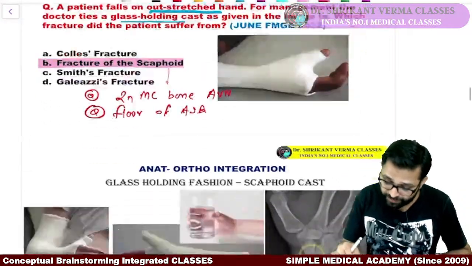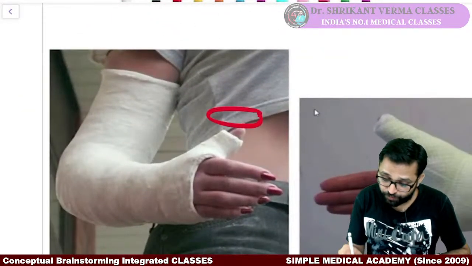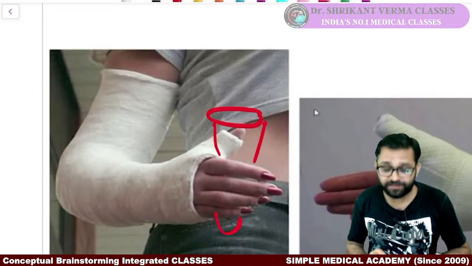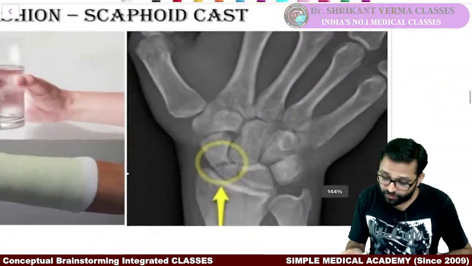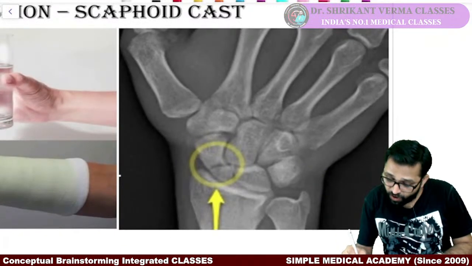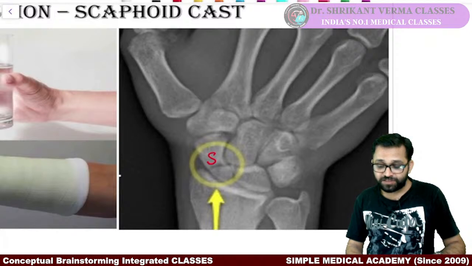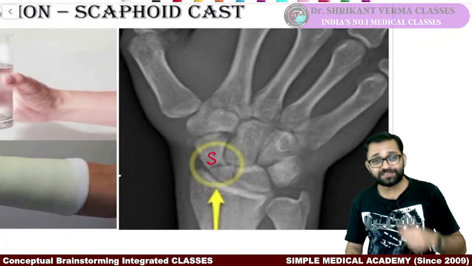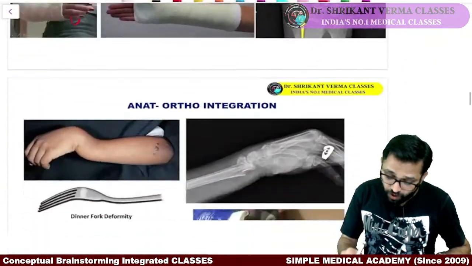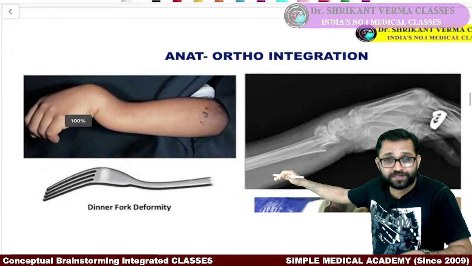Remember, this is your glass holding position. You just have to put the glass in between the fingers. Yes, this is your glass holding position. You can see there is the fracture of the scaphoid. Yes, you know this is the scaphoid. That is the way. So you also have to know all these points, our anatomy and orthopedics integration.